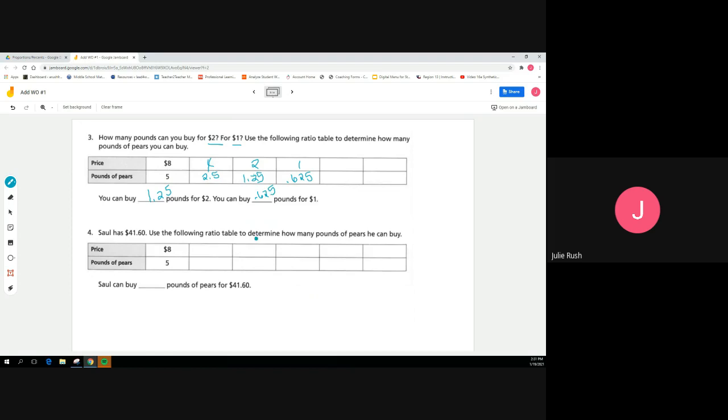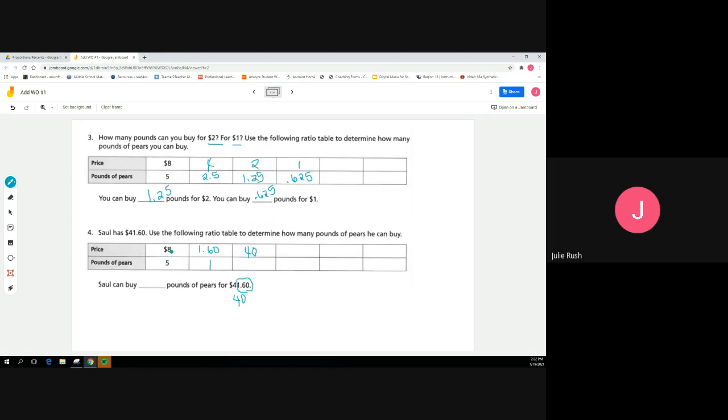And then our last one says that Saul has $41.60. Use the following ratio table to determine how many pounds of pears he can buy. So $41.60 is what I'm pushing for up here across the top. I notice I have this 1.60 right here. I know that my rate for 1 is 1.6, so that's my 1.6 right there. I'm more concerned with just getting my 8 to 40, and then I'm going to add this right there. I can get to 40 very easily: 8 times 5 gives me 40.